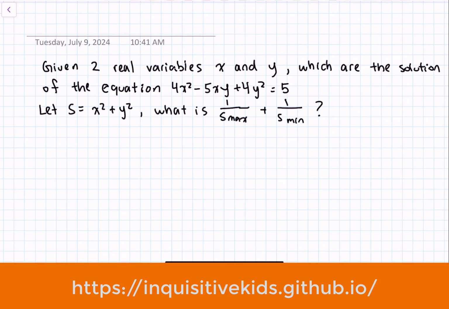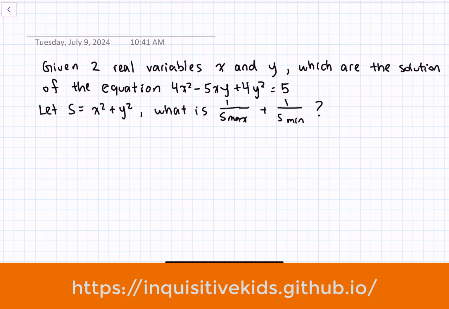What this is asking us is to find the maximum value of s and then the minimum value of s, and then take their reciprocals and then add them together. So what is the answer of that? Here is one solution that I learned. If you have any solutions, feel free to put it in the comments below so we can all learn from each other.